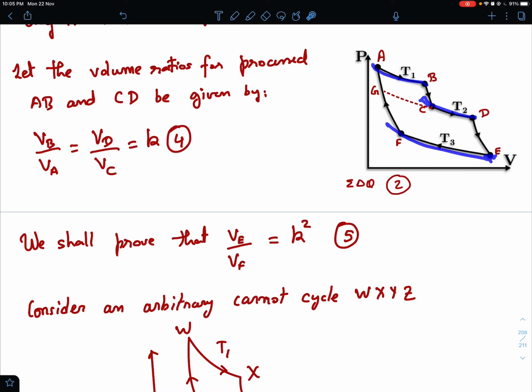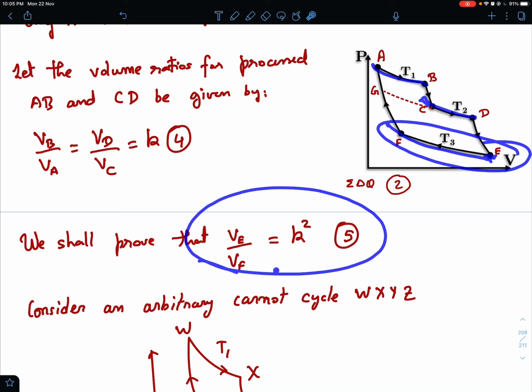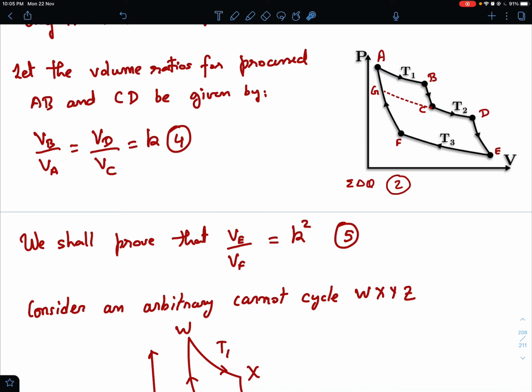Now I'm going to prove that if this volume ratio is K and this volume ratio is K, then VE by VF should be K square. This is what I'm going to prove, okay? Why am I trying to find this? Because I know that heat supplied in any isothermal process will be simply nRT log of V final by V initial. So if I know the ratio, then I can find this heat in terms of log of K, this also in terms of log of K, and this heat in terms of log of K square, which will be twice log K, and then the process will be simple.